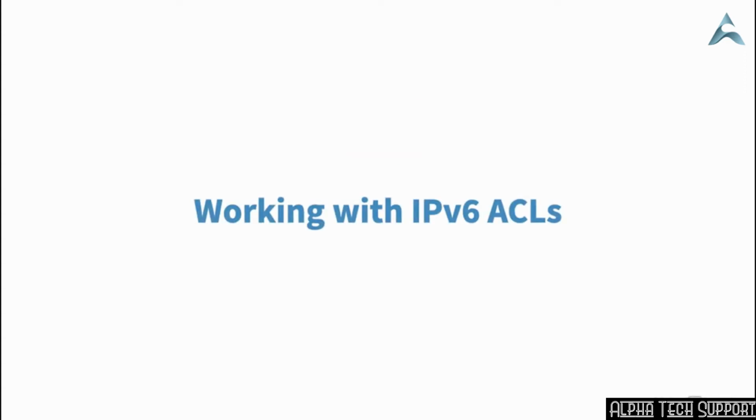Networks are slowly migrating to IP version 6. In this segment, we'll review some of the differences between an IP version 4 and an IP version 6 access control list. We'll also review methods to create and implement an IP version 6 access control list.